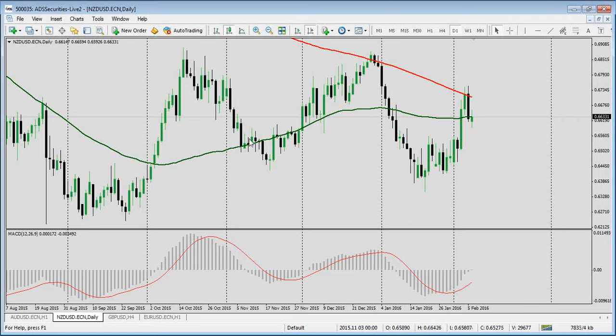You're also going to get the best results for this strategy on the daily time frame, because the daily time frame gives you the direction of the trend, and you're obviously going to follow the trend instead of going against it.